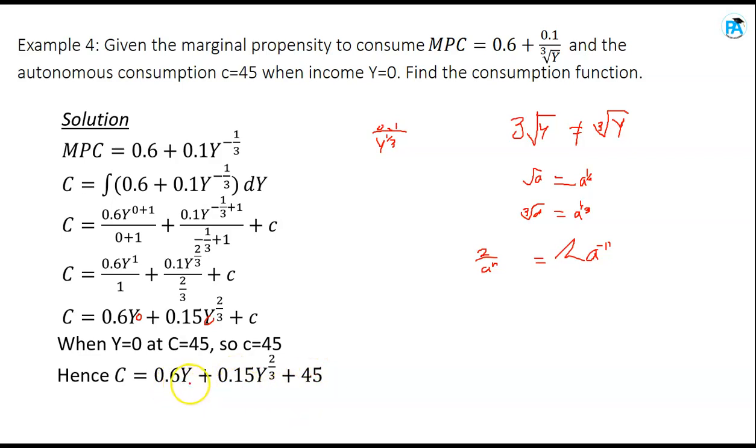So you have 0.6y plus 0.15y exponent 2 over 3 plus c, which is now 45. Okay, so the consumption function is 0.6y plus 0.15y exponent 2 over 3 plus 45. So that's the consumption function. I hope that's clear. So please, you must know these things, these indices stuff I've explained over here. You should know them properly so that you can apply them whenever you are solving questions.